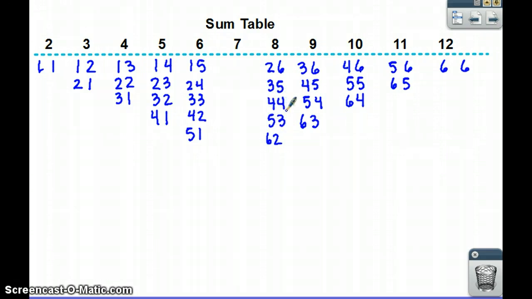And lucky number 7, it's lucky because it's the most likely to happen, because there are 6 possible ways. A 1 and a 6, and a 6 and a 1, a 2 and a 5, and a 5 and a 2, or a 3 and a 4, and a 4 and a 3.